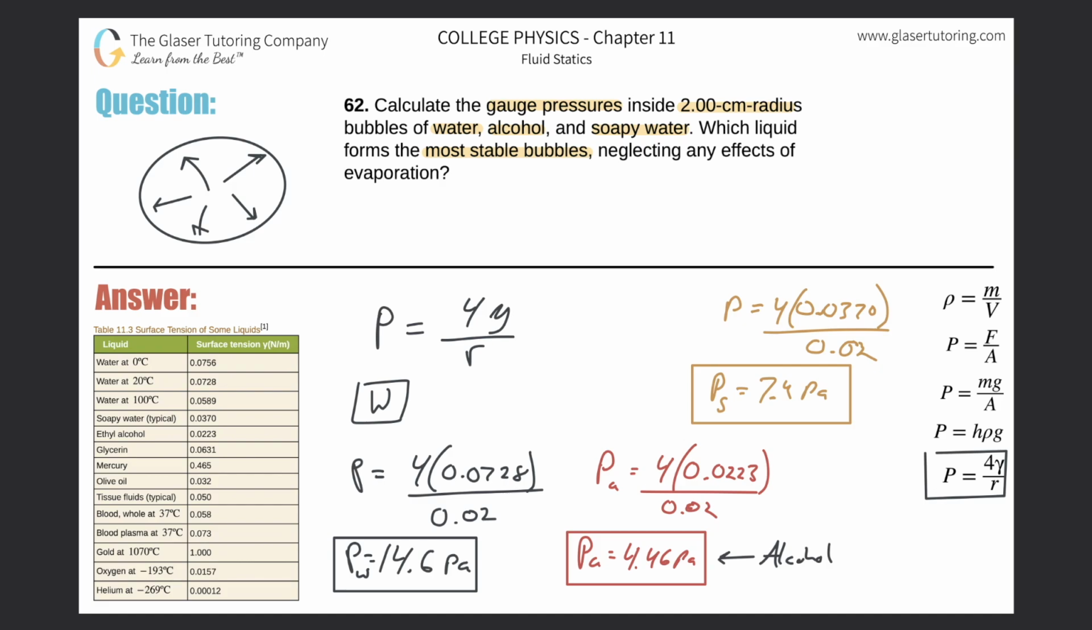However, if you had to choose to blow bubbles, you're probably not going to get your hands on pure alcohol. If you look at the differences between pure water's gauge pressure and soapy water, notice how soapy water has less pressure. So it's easier to blow bubbles with soapy water than it is to blow bubbles with regular water.